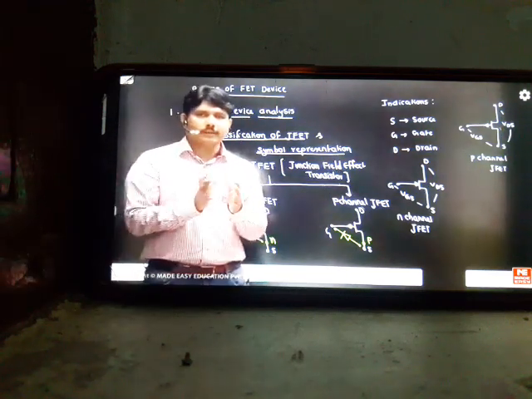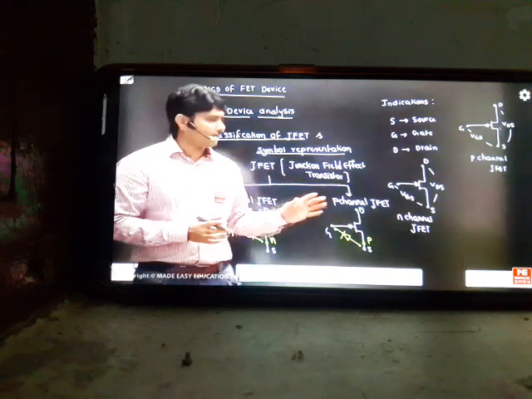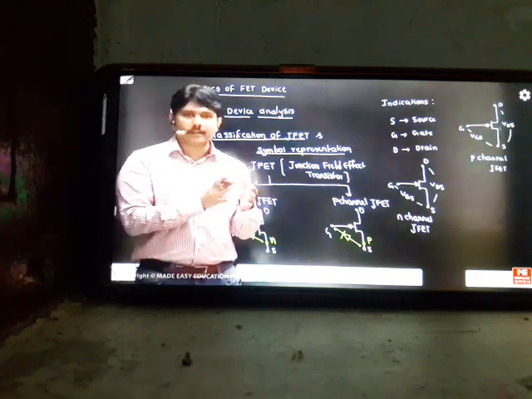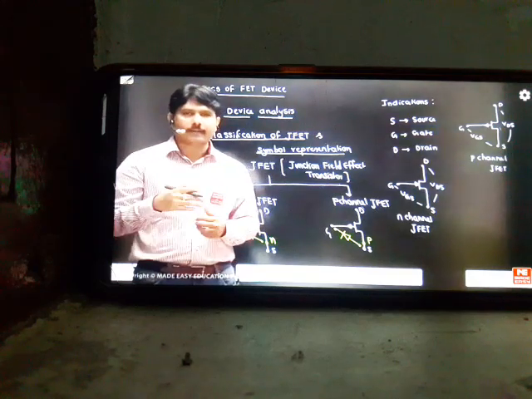But in BJT class, we have only two transistors, NPN and PNP transistors. But we have so many families in FET devices. That's why we don't want to change the notations. We try to remember the sign techniques. For N channel, how the signs will be, how the P channel signs will be, that we are going to study in the next point.